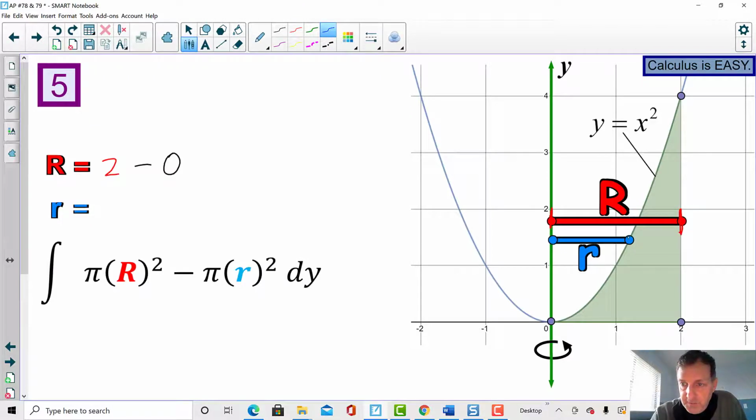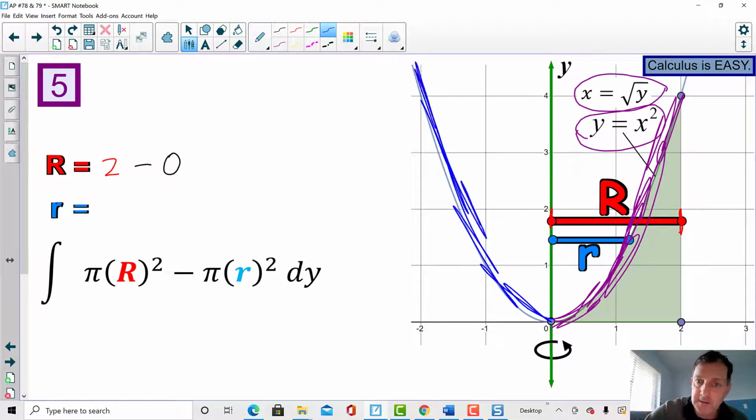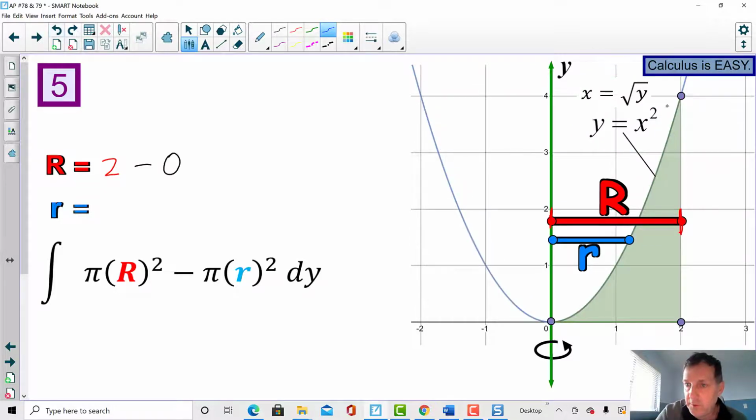For the little radius, I'm going to do right minus left, but I have a little problem. My function is not solved for x equals. It says y equals x squared, so I'm going to need to do the square root of both sides. And if I solve it for x equals, I'm getting x equals the square root of y. Of course, the positive square root of y would be the right side. That's the one I want. The negative square root of y would be the left side. I don't want that one. So we're going to replace y equals x squared with x equals positive square root of y.